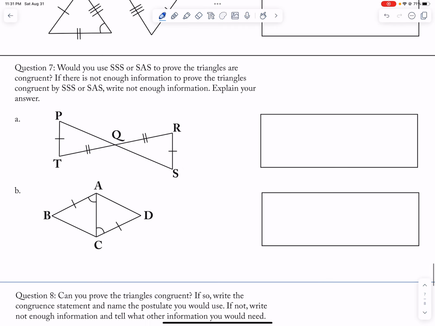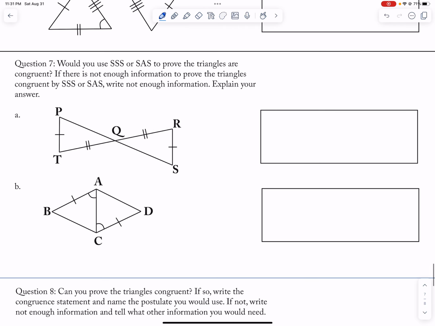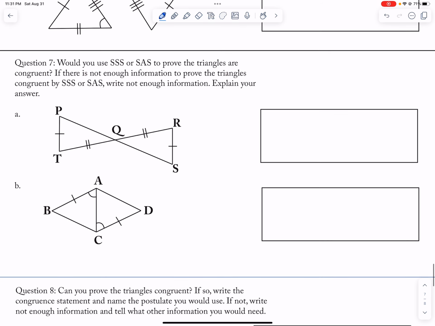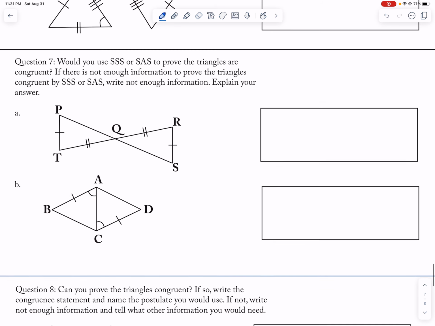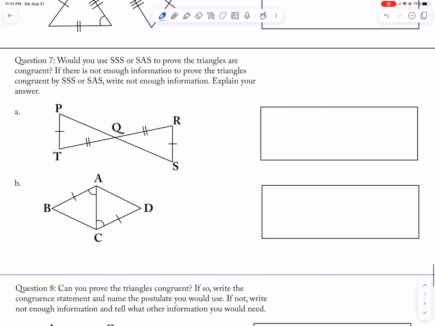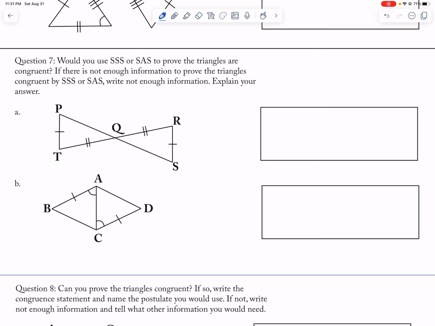Okay, so then question 7 would be, would you use side, side, side, or side angle side to prove the triangles are congruent? If there's not enough information, then write not enough information and explain. Okay, so I don't have anything. Like here I would need for side angle side, I'd need those angles, or I would need side, side, side, so I would need these 3 sides. So not enough info.